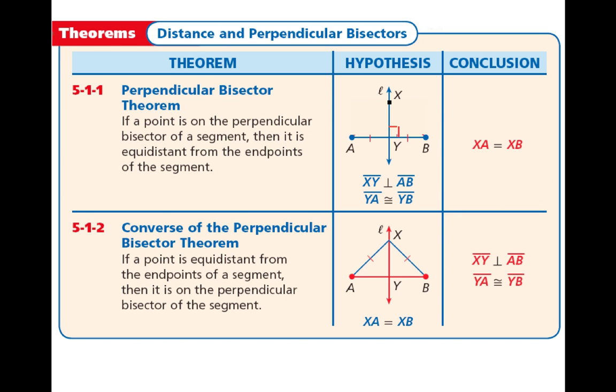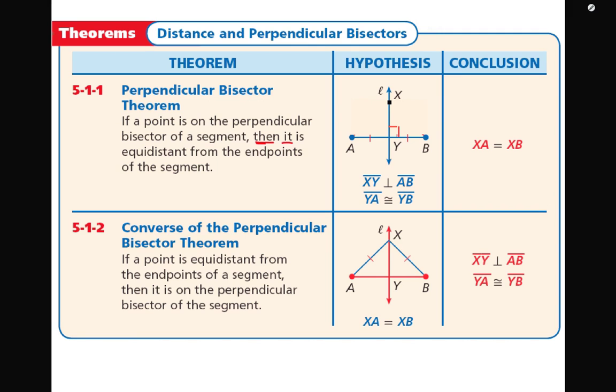Now the conclusion, it says then what's it talking about? It's talking about this point X that's on the perpendicular bisector. It is equidistant from the endpoints of the segment. So in the conclusion, notice it tells you that from X to A equals the same distance as X to B. Those two are equal. That point is equidistant. Now the converse, we've done converses. That means we're switching the order of the hypothesis and conclusion.